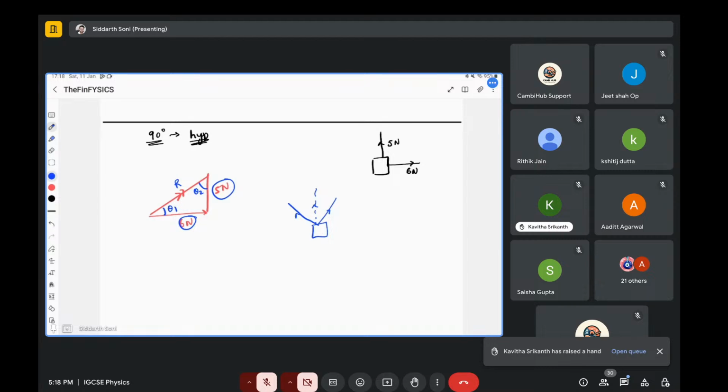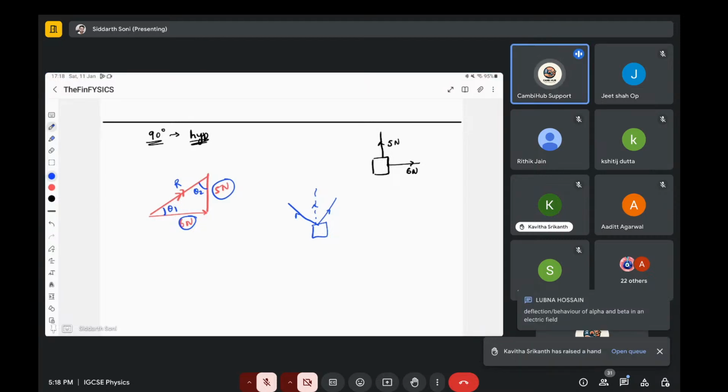Go ahead. One of the persons in the chat box has written: when the swimmer pushes his legs against the wall, the wall exerts a force on the swimmer's legs. How does the swimmer move if the two forces cancel? A very big misconception over here.